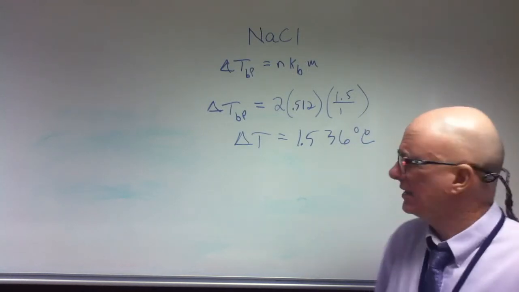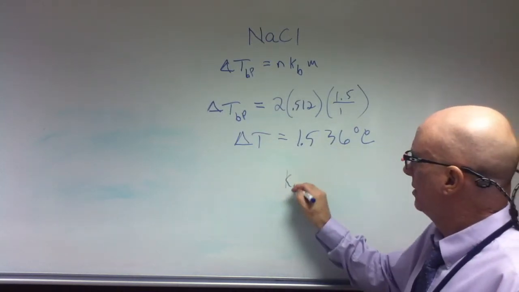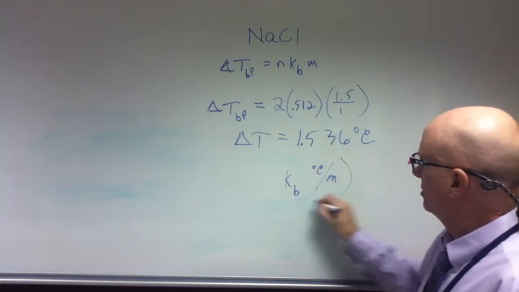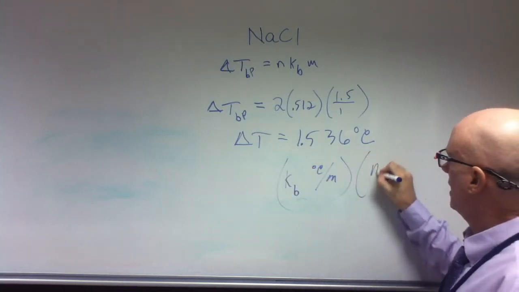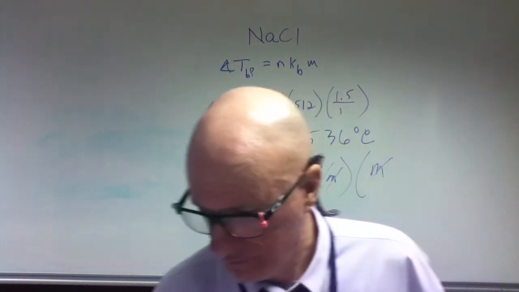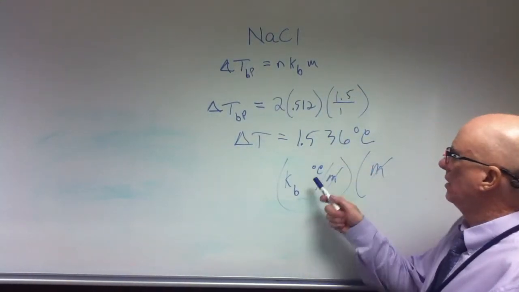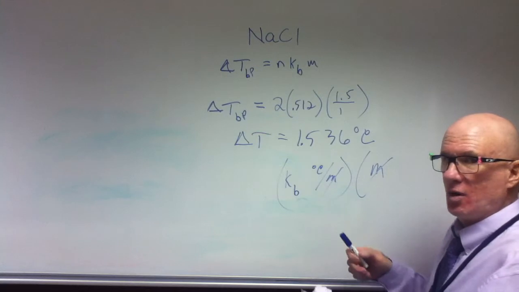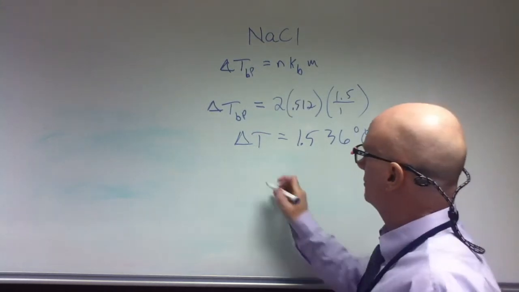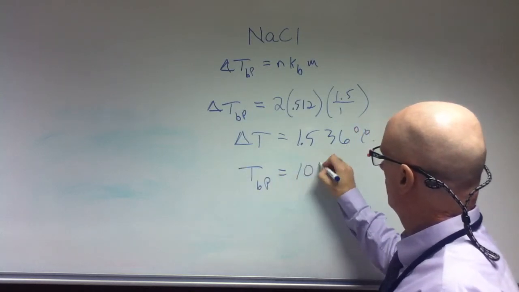How do you get degrees Celsius out of all this? Kb is going to be degrees Celsius over molal, because we multiply by molality. You get that? The Kf and Kb are degrees Celsius per molal. So what's the new boiling point? 101.536.